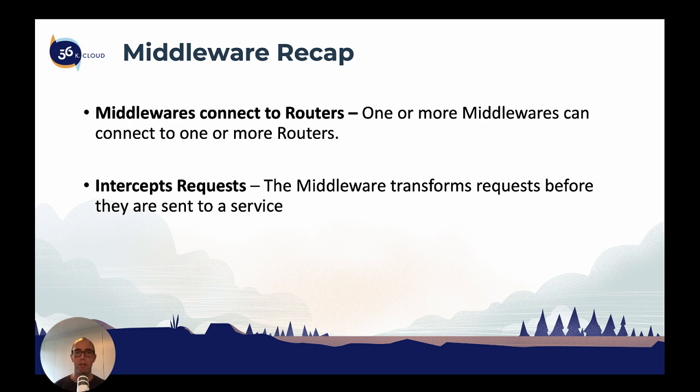So middlewares connect to routers. And as we saw in the redirect, we're able to connect more middlewares to more routers. So we can actually have multiple middlewares connected to a single router, or multiple routers with multiple middlewares, however you want to configure it. It's up to you. And the middleware basically intercepts the request and transforms it before handing it off to the service.